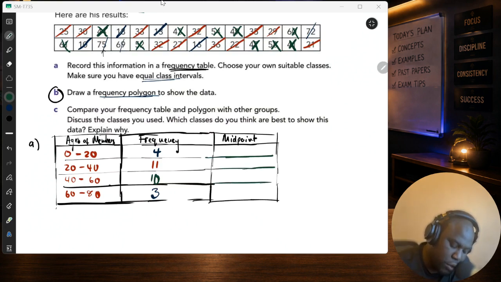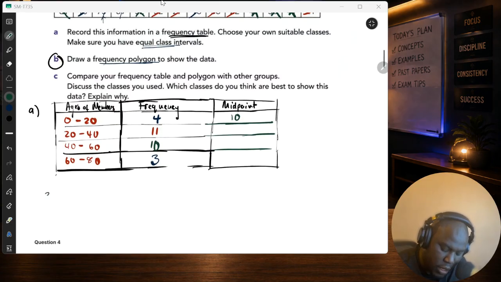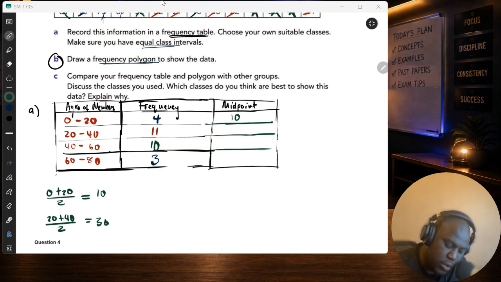So from 0 to 20, that's a class. The middle of that is 10. 10 is between 0 and 20. Between 20 and 40, you can calculate it. I want you to learn how to calculate. So it'll be 0 plus 20 divided by 2, which is 20 divided by 2, you get 10. Then here it'll be 20 plus 40 divided by 2. 40 plus 20 is 60, divided by 2 is 30. And we know 30 is between 20 and 40, so that's fine.